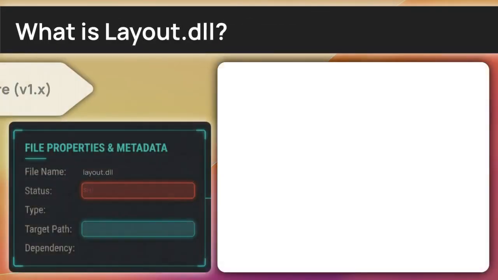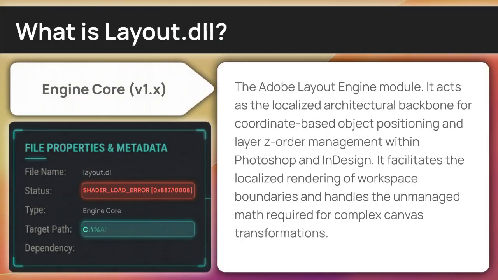This is the Layout Library, the Adobe Layout Engine module. It acts as the localized architectural backbone for coordinate-based object positioning and layer Z order management within Photoshop and InDesign. It facilitates the localized rendering of workspace boundaries and handles the unmanaged math required for complex canvas transformations.